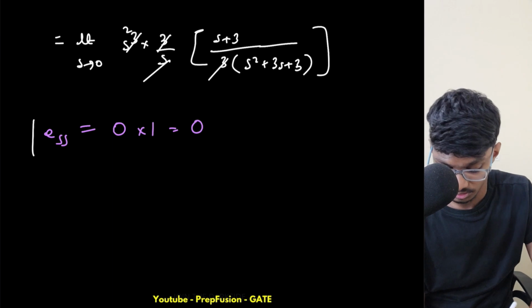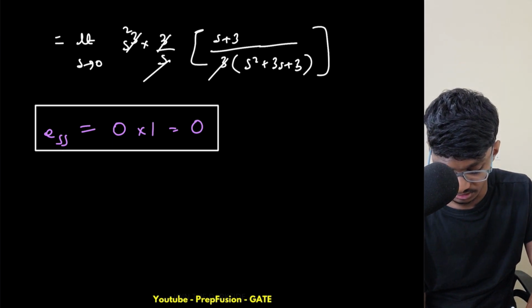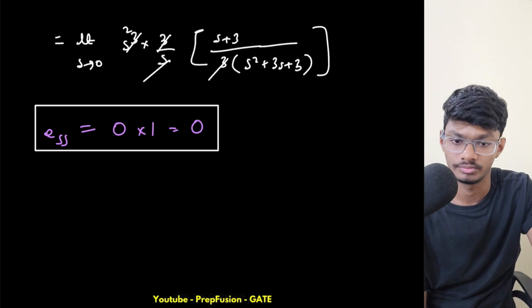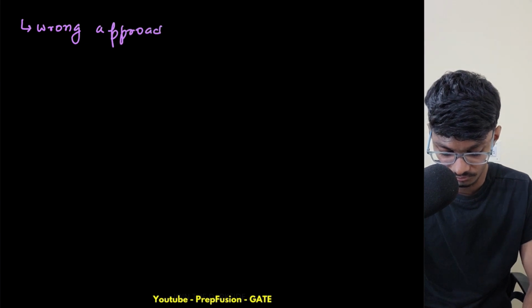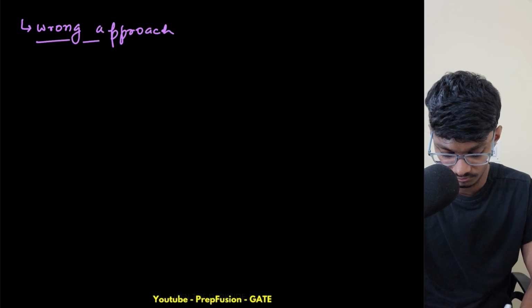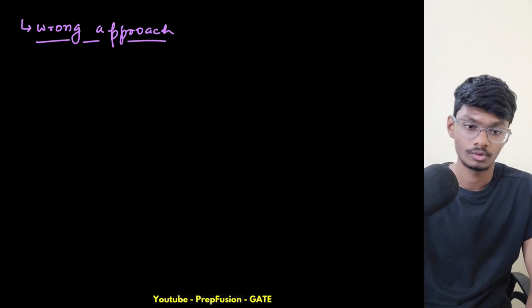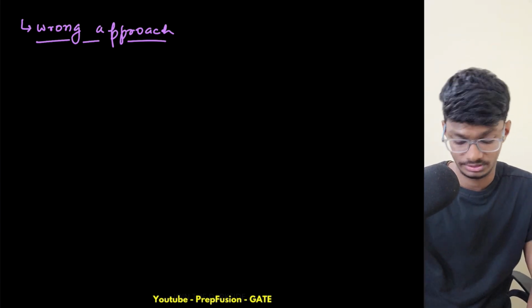This is my answer, if they haven't provided any error signal, so my steady state error will be 0. Now what can be the wrong approach of this one? In a few books, I have seen that what you can do, you can convert it into a unity feedback system. So this is my wrong approach. Wrong approach could be to convert this non-unity feedback system into a unity feedback system.